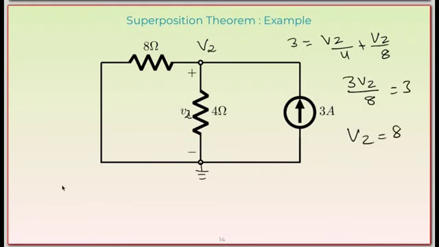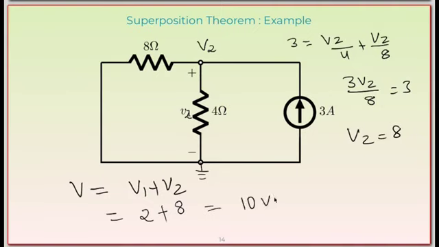We have already calculated the value of V1, so V will be equal to V1 plus V2, the algebraic sum of individual contributions, right? The individual contribution due to the voltage source was 2 volt, and the individual contribution due to this current source is V2, which is equal to 8 volt. So total 10 volt. This is the same value that we got using nodal analysis, isn't it?